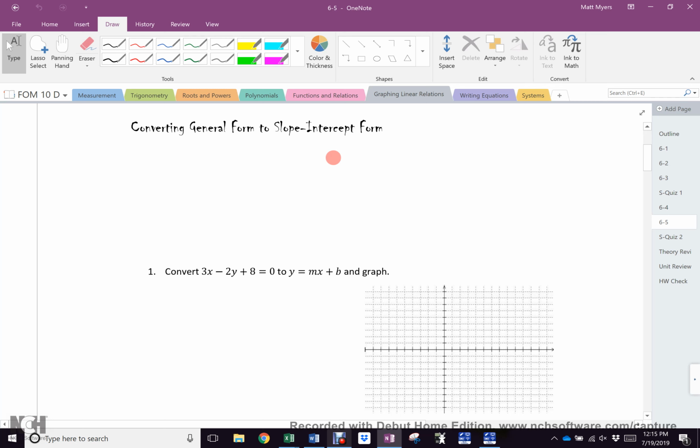So, we have done this. We have done this, slope intercept. We have done this, point slope. They both share characteristics, but I believe so.